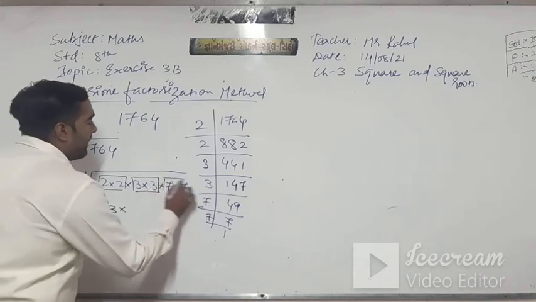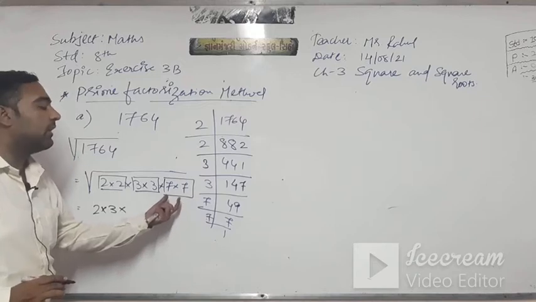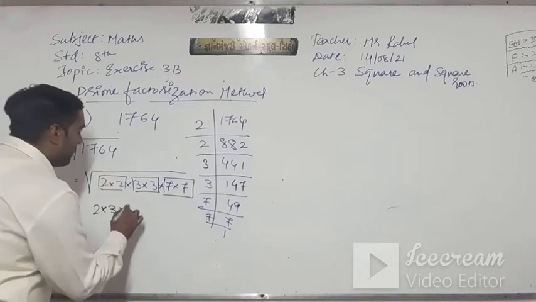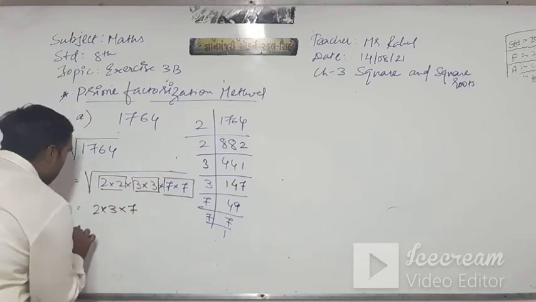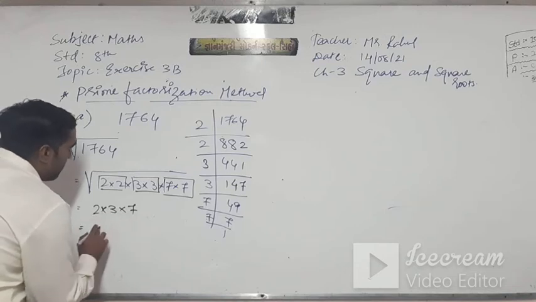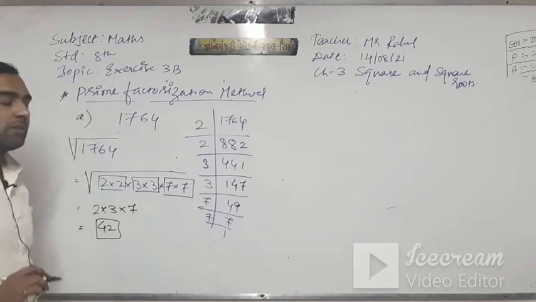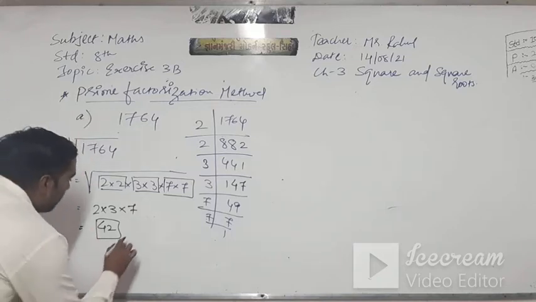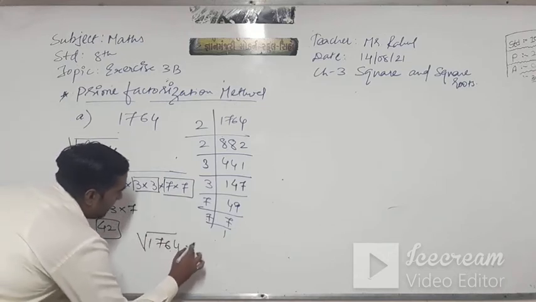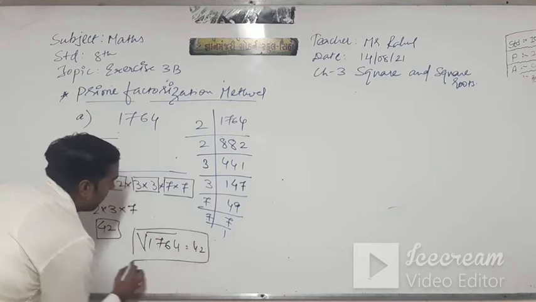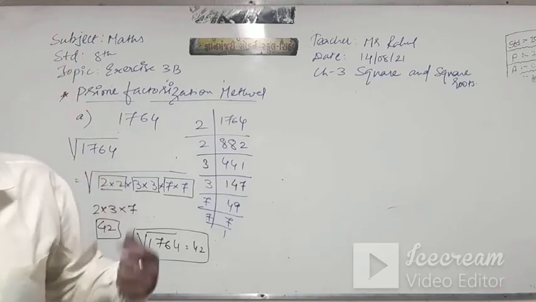Here again there is a pair of 7s, and we take only one 7, and we replace the square root. So my answer is 3 2s are 6, 6 7s are 42. My answer is 42. So 42 squared is 1764, and the square root of 1764 is 42. Clear? Understood?